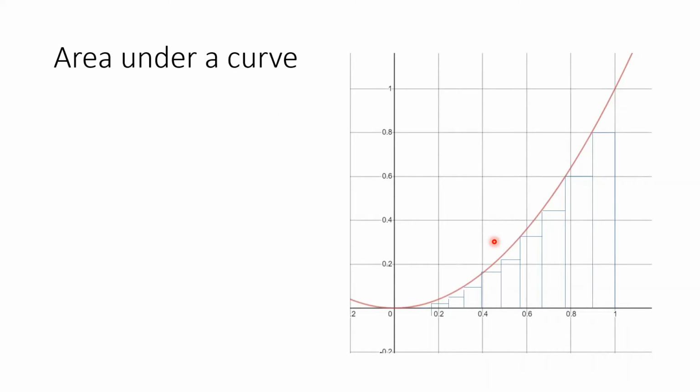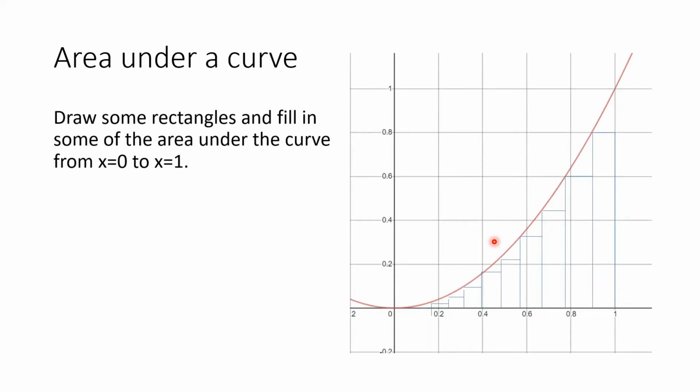Okay, so in this way, we're going to almost replicate that, but instead for an approximation. So draw some rectangles and fill in some of the area under the curve from x is equal to 0 to x is equal to 1. Now obviously rectangles won't fill up the area under a curve, right? Since it's curved and rectangles are, well, rectangles, right? But as you can see here, we'll get some level of accuracy in our approximation. It won't be very accurate, but at least we'll get a rough idea of what the area under the curve is going to look like.